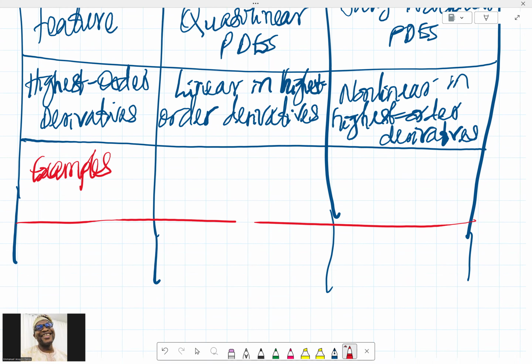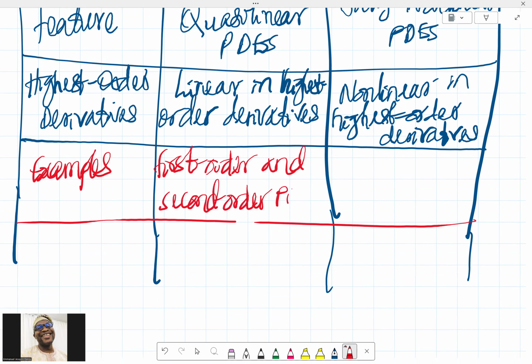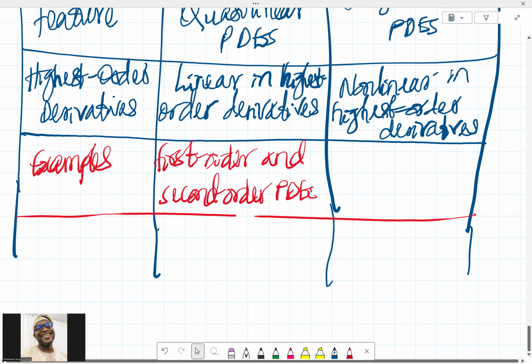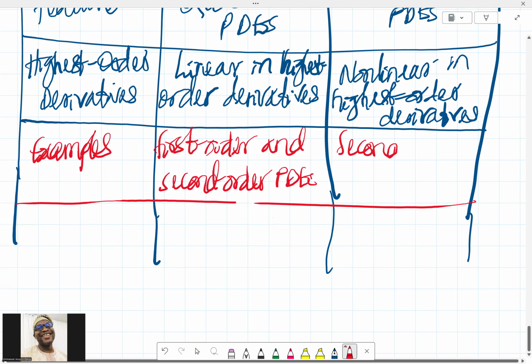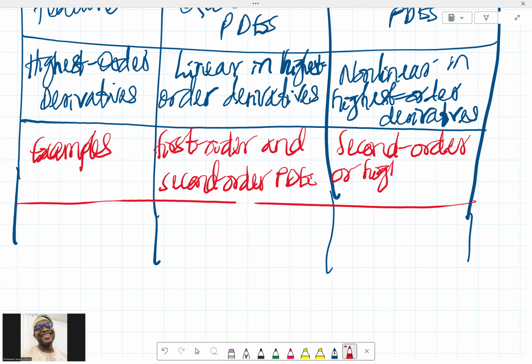So examples would be first order and second order PDEs. First order and second order PDEs are some examples of quasi-linear PDEs. And then for fully nonlinear, they have to be second order or higher order. So the minimum order for a fully nonlinear PDE is second order. So second order or higher order PDEs.